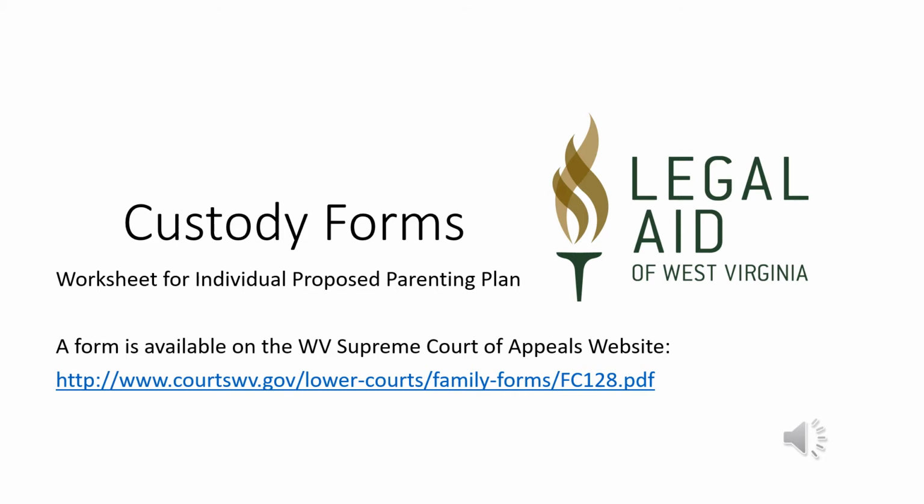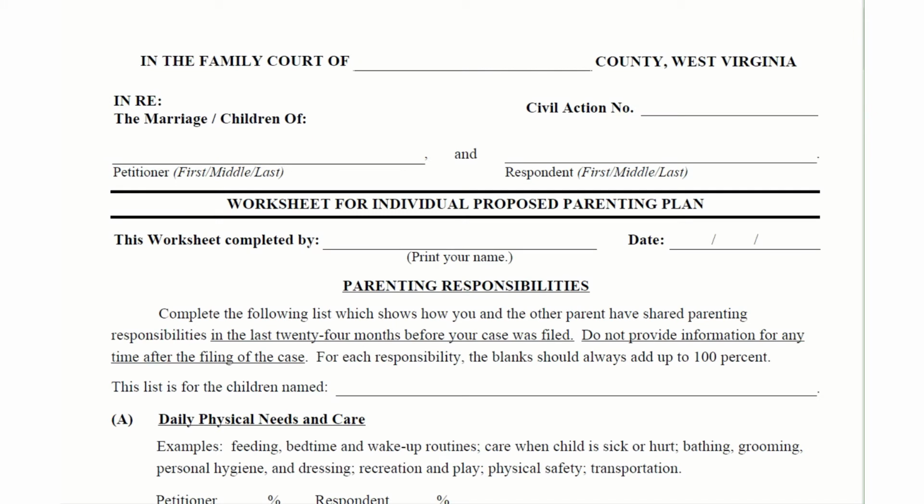So at the top, you'll put the name of the county where you're filing or handling your case. If you have a civil action number, because a case has previously been filed, then you would put it there. If not, that's a number the clerk will give you when you file your case.